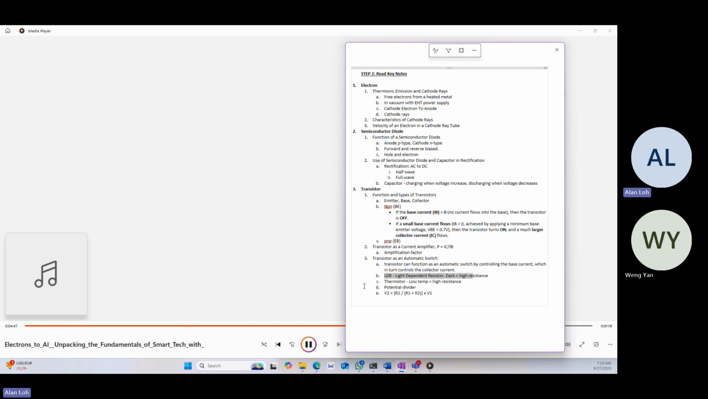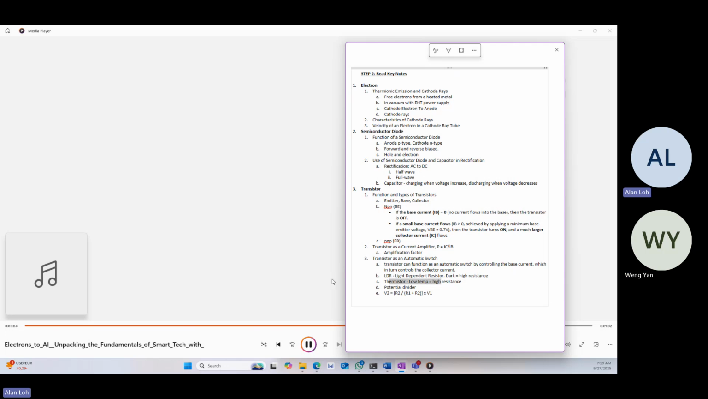You got it. And when it gets bright, the LDR's resistance drops way down, cutting off the base current, and poof, the transistor switches off, turning the light off. Clever. And you can do similar things with heat. Yep, using a thermistor. Its resistance changes with temperature.